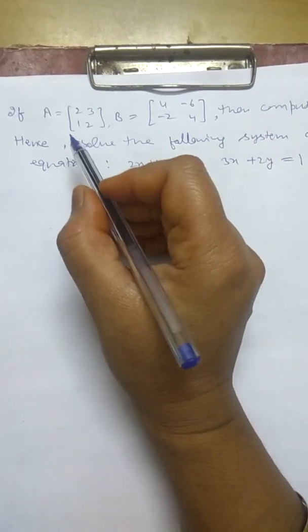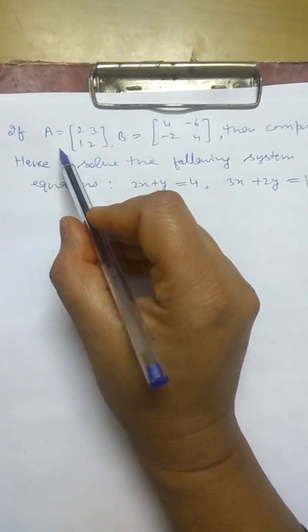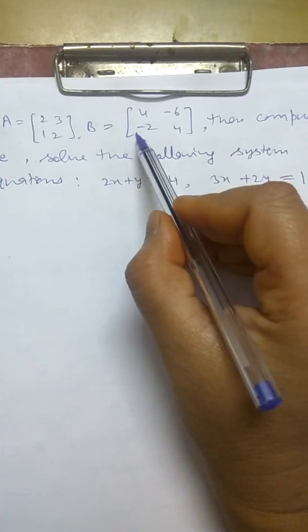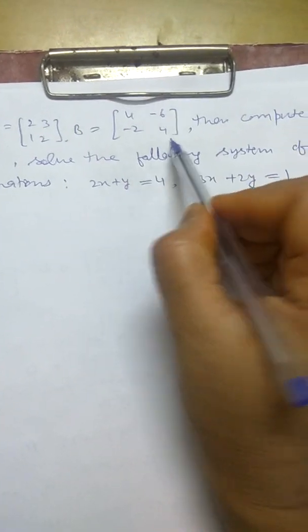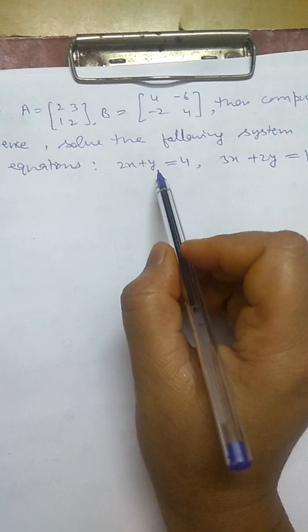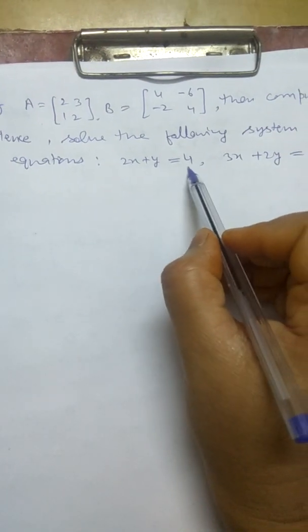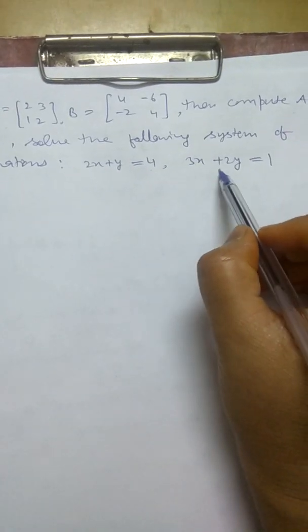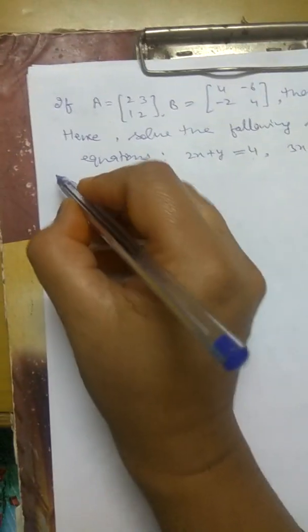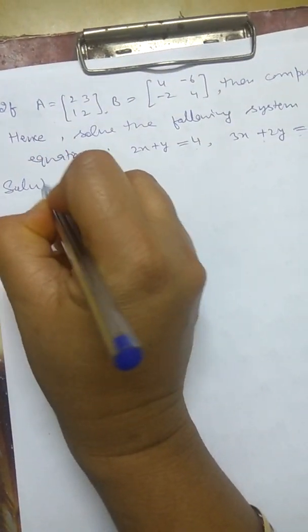Now we have one more important question. If A is equal to the matrix [2, 3; 1, 2], B is [4, -6; -2, 4], then compute AB and hence solve the following system of equations: 2x + y = 4 and 3x + 2y = 1.